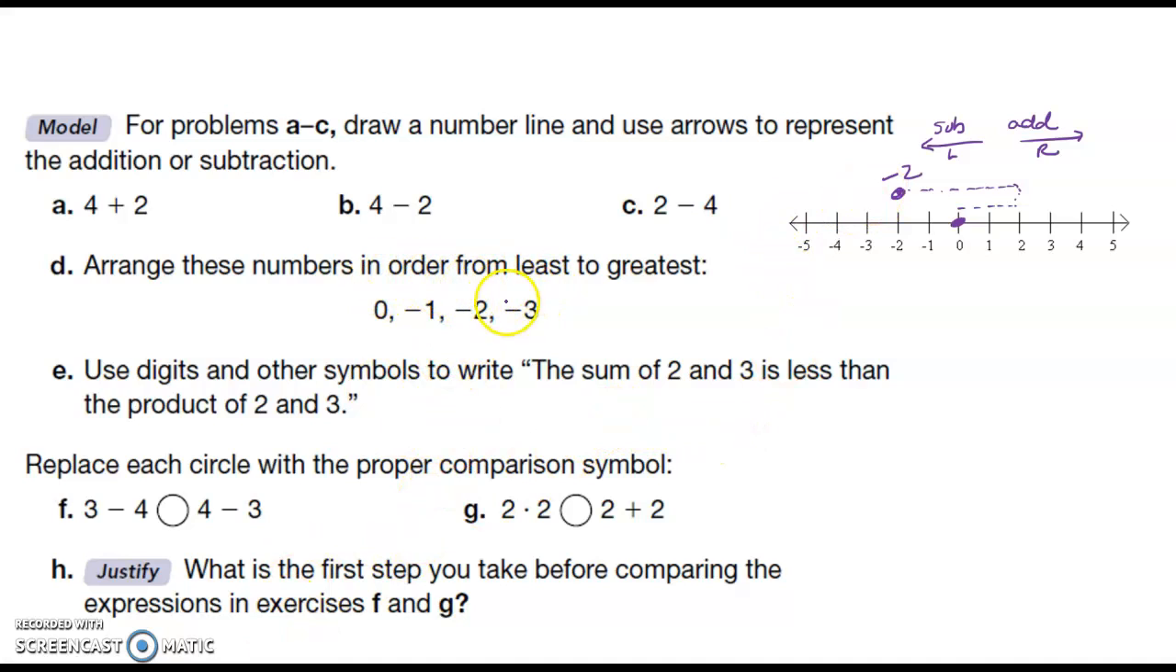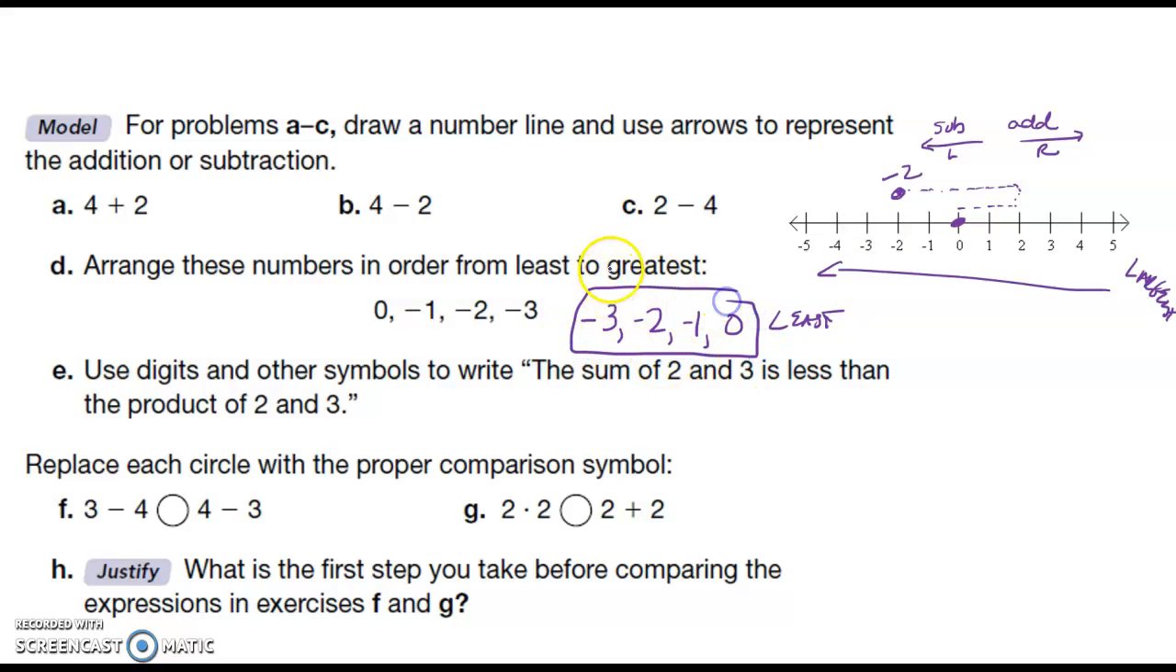Okay. Arrange these numbers in order from least to greatest. Now if I look at my number line, this is the largest, and then it goes to the least. Okay, so negative 1 is going to be greater than negative 2. So this actually goes negative 3, negative 2, negative 1, and then 0, and that's the order from the least to the greatest.